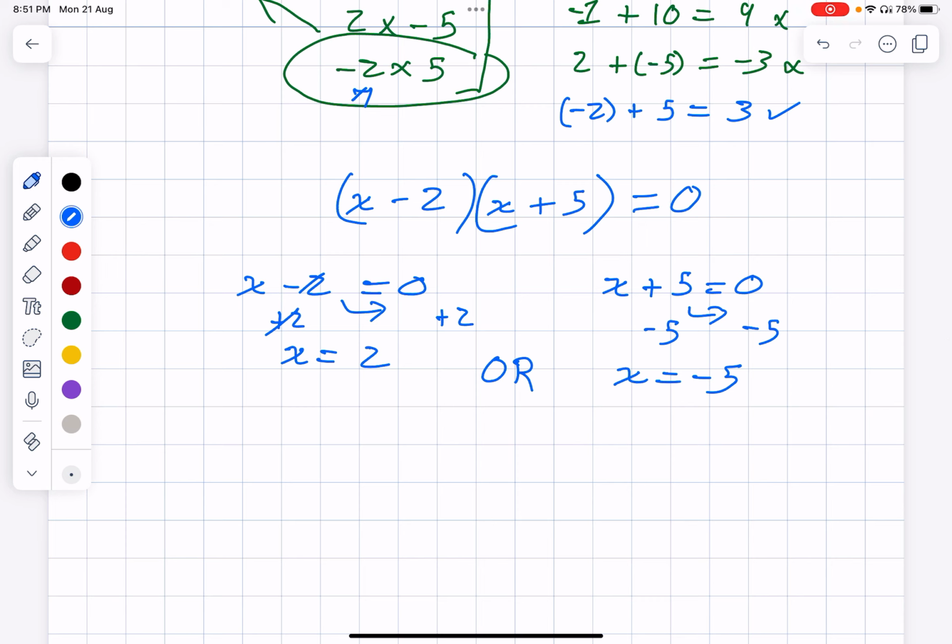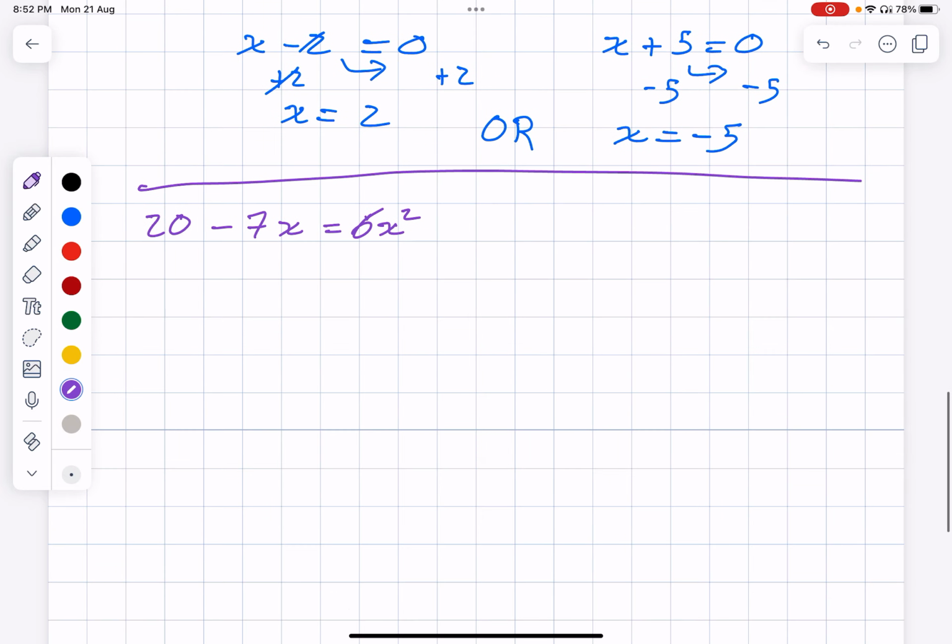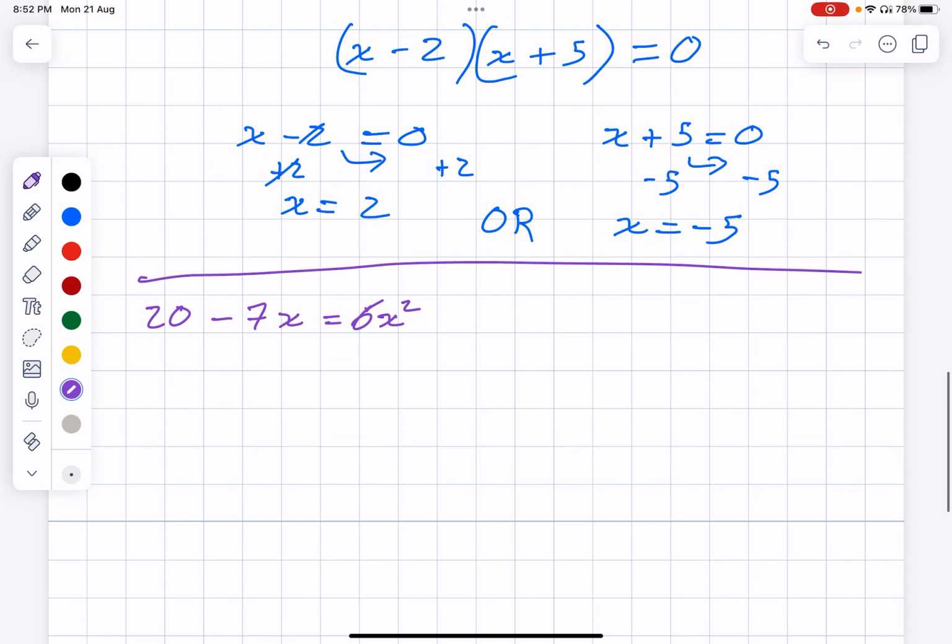Now, let's go to another example from the book. Next. Let's say you have this equation: 20 minus 7x equal 6x squared. Okay, so in this scenario, what you should be doing is this.